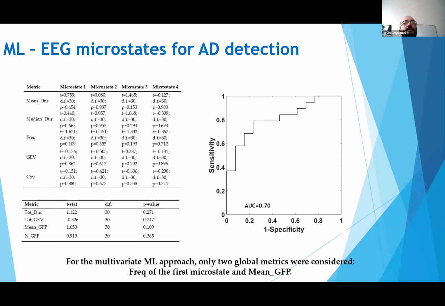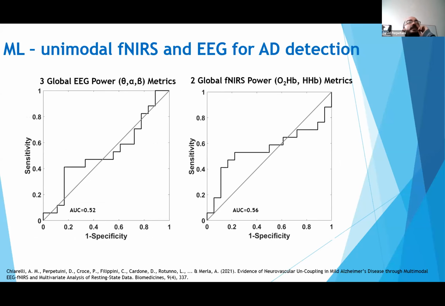After that, it is easy to suppose that we can also use more canonical analysis for the EEG and also fNIRS data analysis. That is to evaluate the global EEG power in some frequency bands of the EEG signals, and also to evaluate the power of the oxyhemoglobin and deoxyhemoglobin during the resting state. As we can see, during the resting state, the EEG and the fNIRS alone are not able to discriminate in a very good manner the two populations; the area under the curve is quite low.